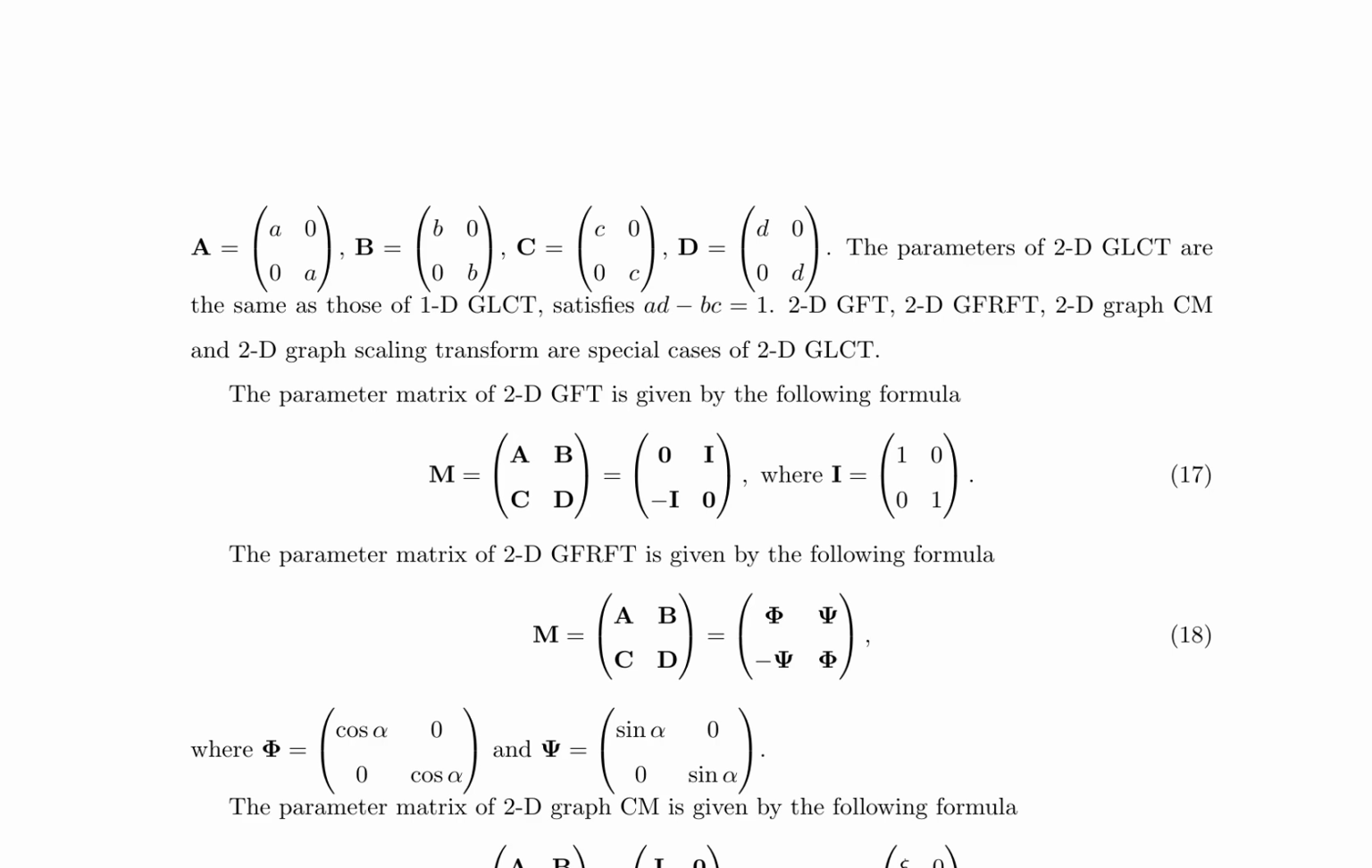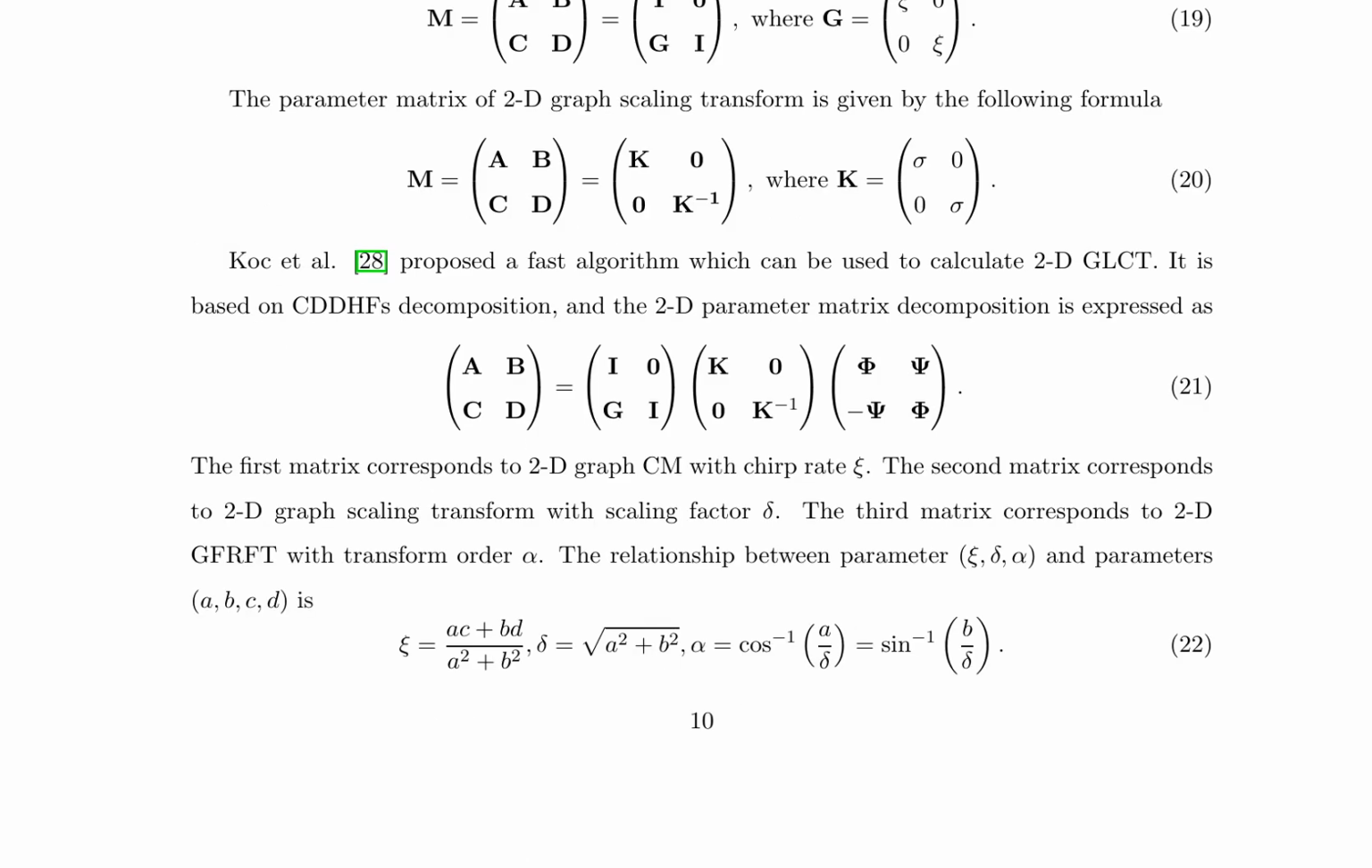For instance, the 2D GFT has a parameter matrix given by M equals 0, I, -I, 0, where I is the identity matrix. Similarly, the 2D GFRFT has a parameter matrix M equals phi, psi, -psi, phi, where phi and psi are matrices defined by cosine and sine functions of a parameter alpha. The 2D graph CM and 2D graph scaling transform also have their respective parameter matrices M equals I, 0, G, I, and M equals K, 0, 0, K^-1, where G and K are matrices defined by parameters xi and sigma.